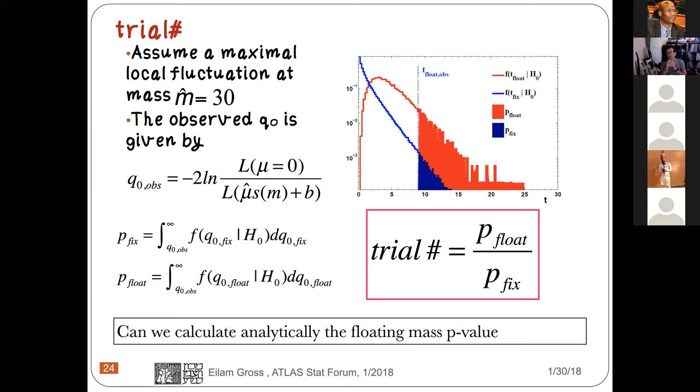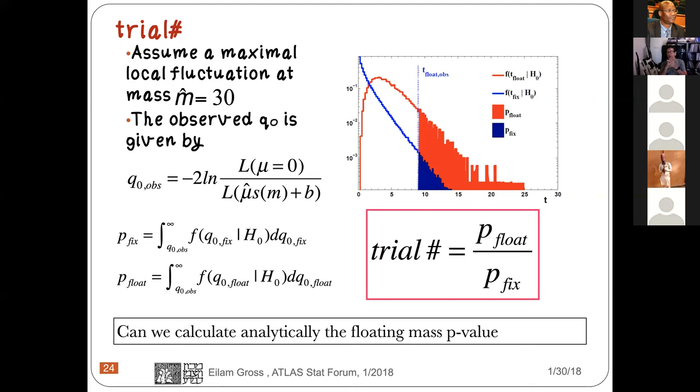So what does the trial number mean then? The trial number is the ratio between the floating and the fixed P value. People thought it was something which is wrong. I'll show in a second, and that's where the name probably came from. How many times I have to repeat the experiment to cover all the possibilities anywhere. But it turned out that it doesn't really work like that.